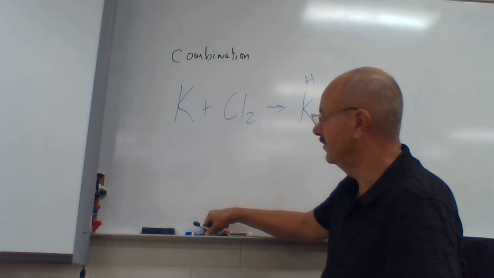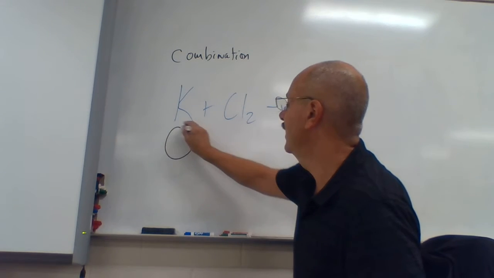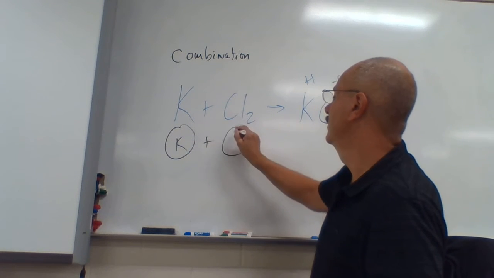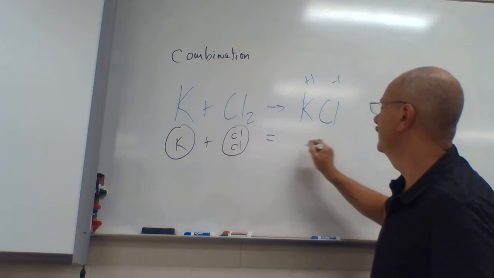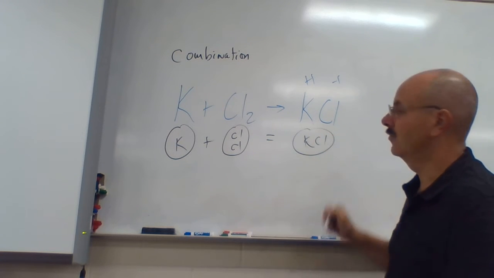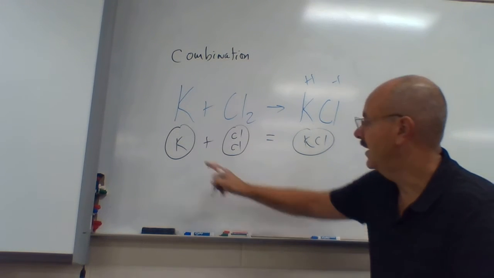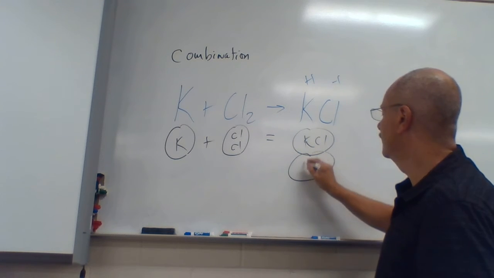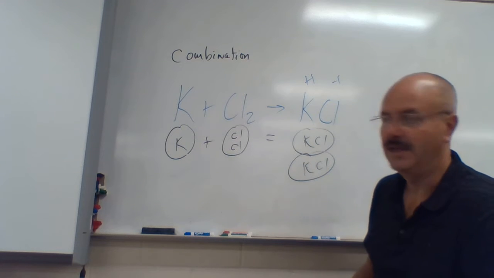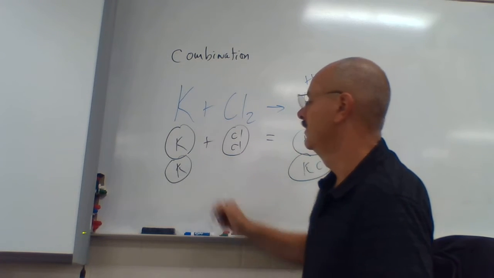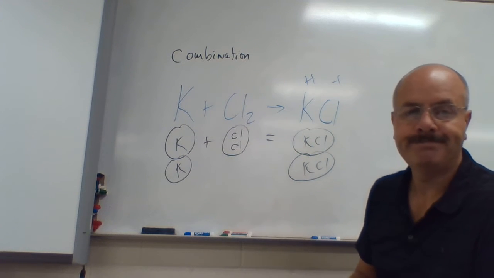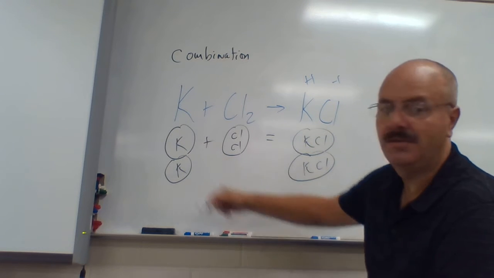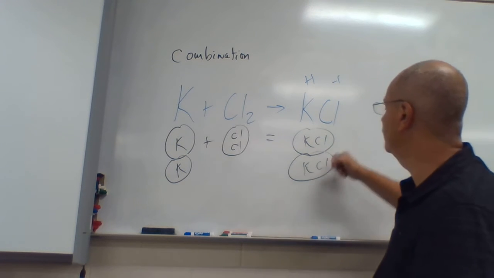All right, now we're going to do our circles. So go back and go, well, I got 1 K plus 2 Cl's. That's equal to a K and 1 Cl. So my K is 1, 1. Those are even. Cl's 1, 2, 1. So I need another one of this guy. I got 2 Cl's, and I need another K. And now is everything even? Yep, everything's done. 2 K's, 2 K's, 2 Cl's, 2 Cl's.